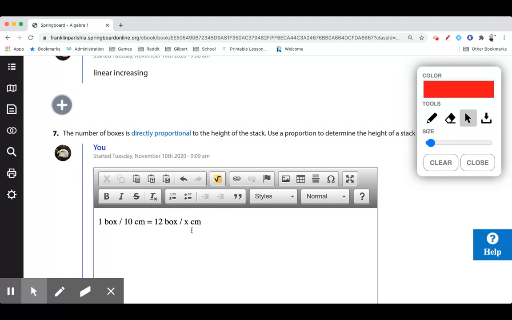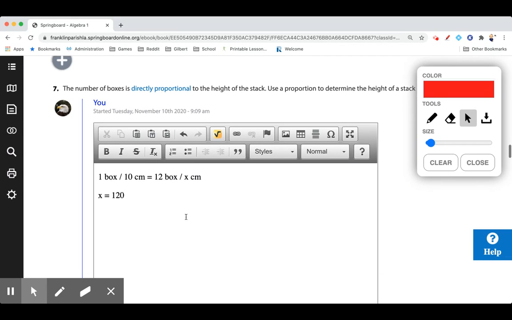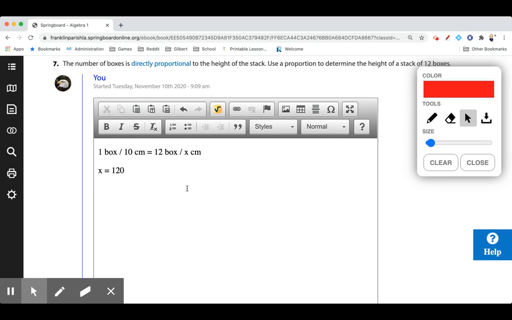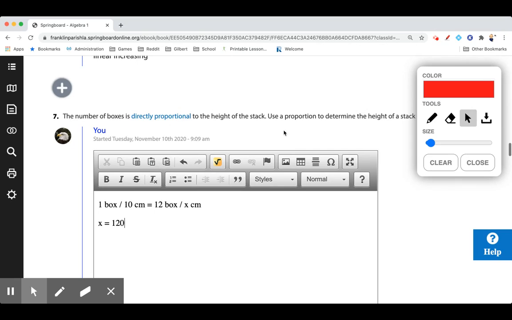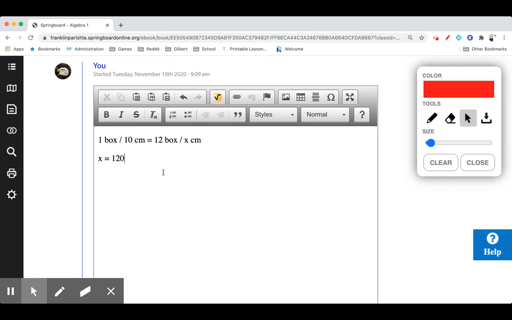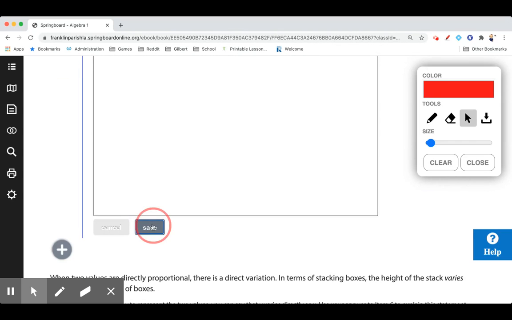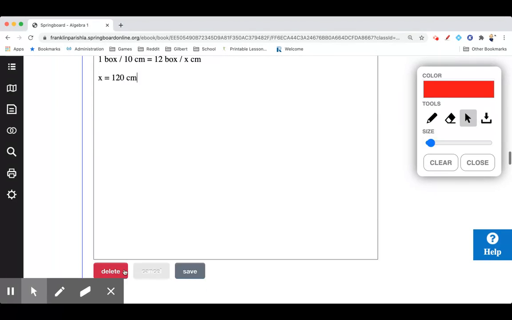When we do our proportions, we can say 1 times x is x, and 10 times 12 is 120. And so 12 boxes would be 120, which does make sense. But we just wanted to make sure that we can still use proportions. Oop, let's change that to centimeters. There we go, 120 centimeters.